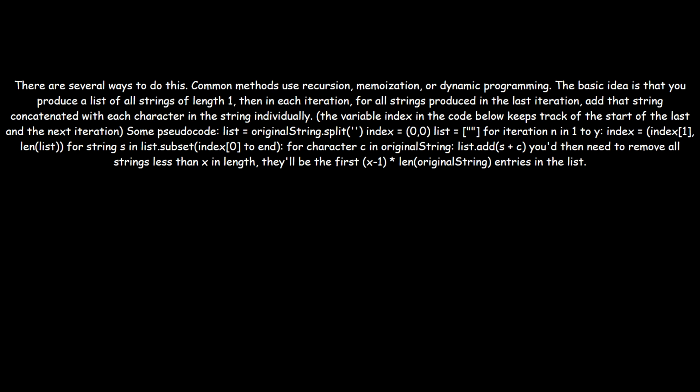Some pseudocode: list = original string, split; index = [0, 0]; list = ['']; for iteration n in 1 to y: index[n] = len(list); for string s in list[index[n-1]:index[n]]: for character c in original string: list.add(s + c). You'd then need to remove all strings less than x in length. They'll be the first (x-1) * len(original string) entries in the list.